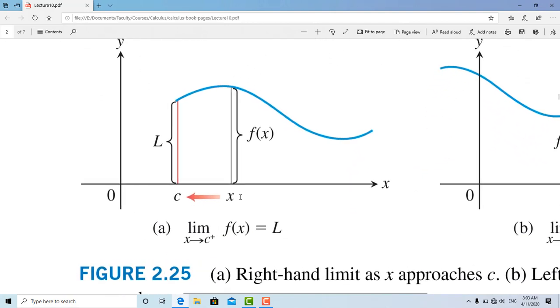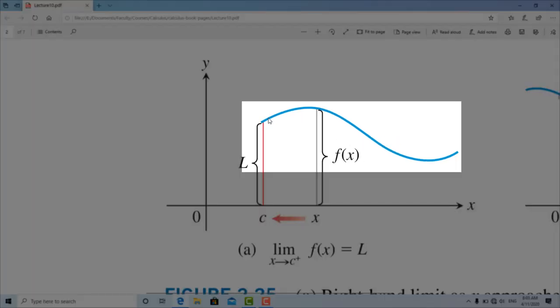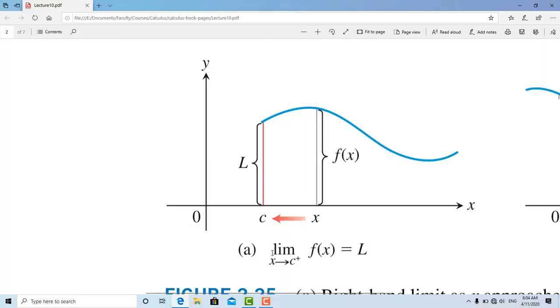Okay, here's the graph of the function. This blue line is the function f of x. This is the x-axis. We are saying that limit x tends to c from the right side, f of x is L. When x tends to c from the right side, the function f of x, this blue line, tends to which number? The number L, because this distance is L and L will be at this point.